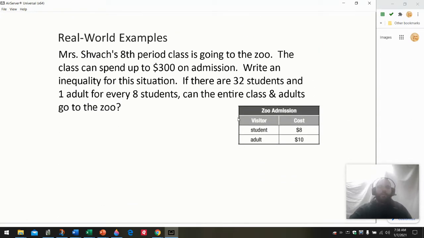So this first word problem says Mrs. Shavak's 8th period class is going to the zoo. It says the class can spend up to $300 on admission. Write an inequality for this situation. And it says if there are 32 students and one adult for every 8 students, can the entire class and adults go to the zoo? So what we have to determine, first of all, is what the equation is going to be.